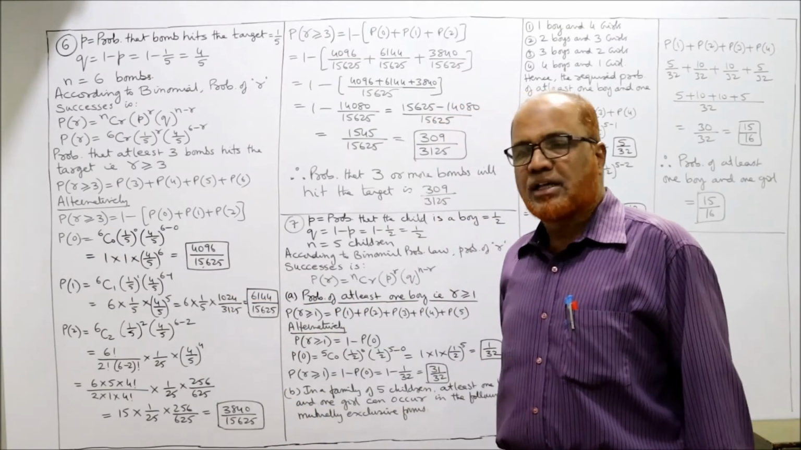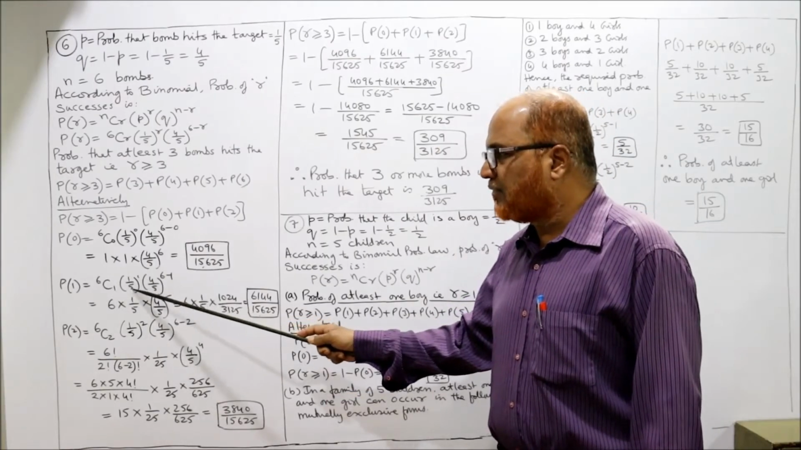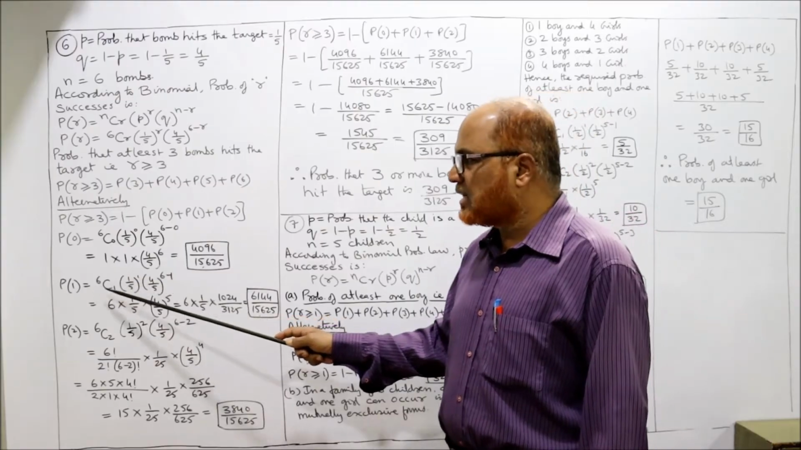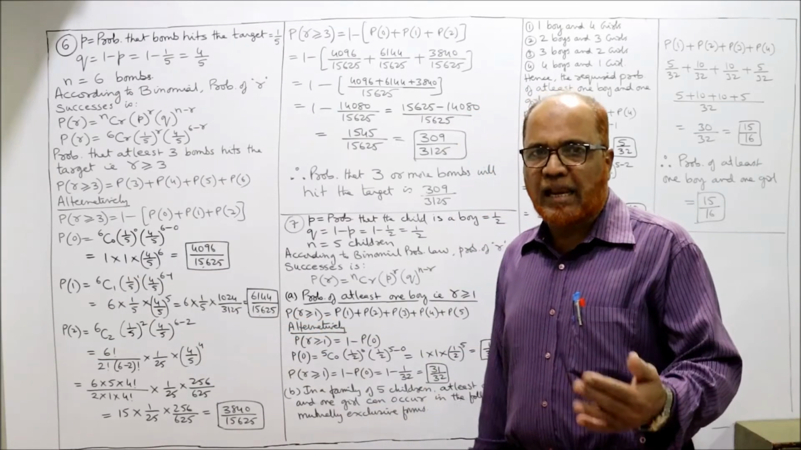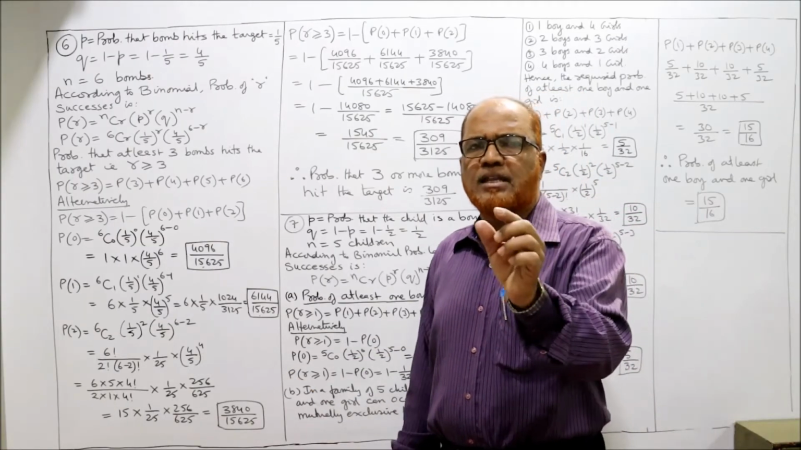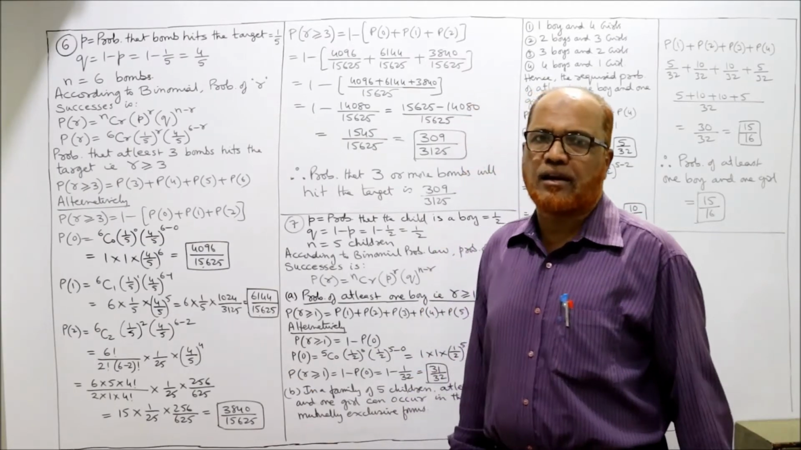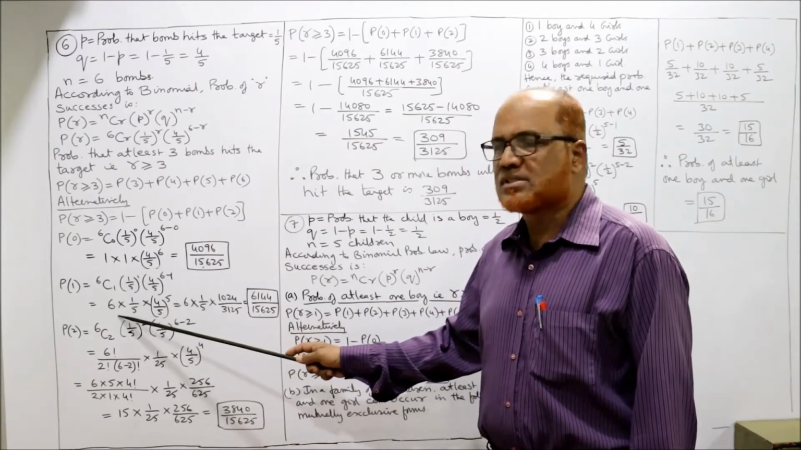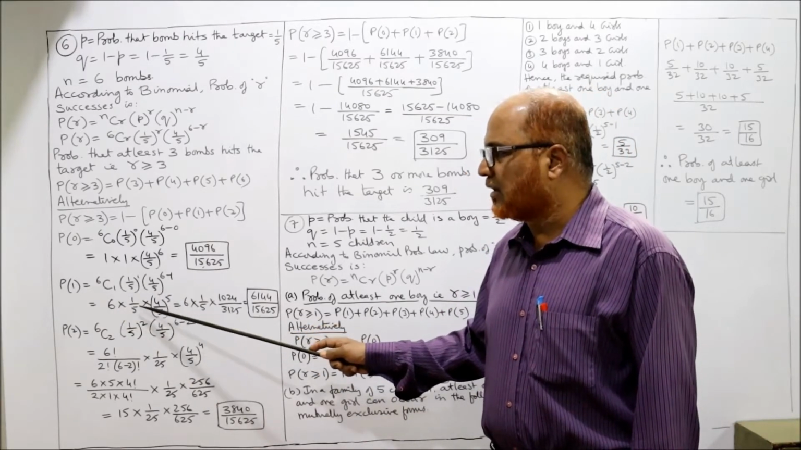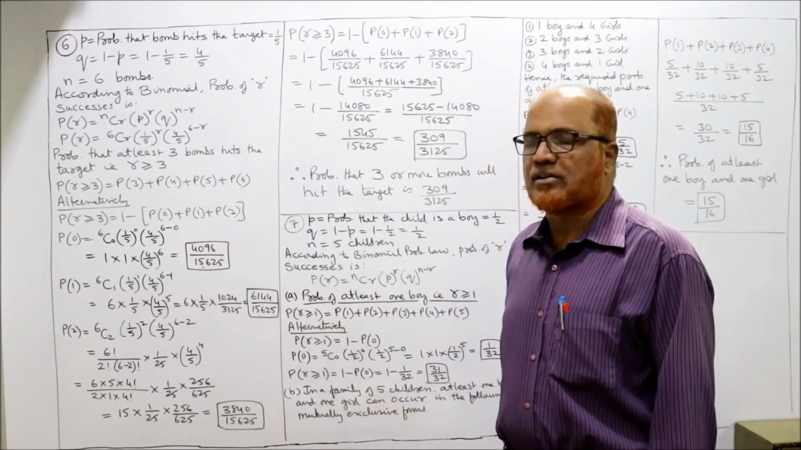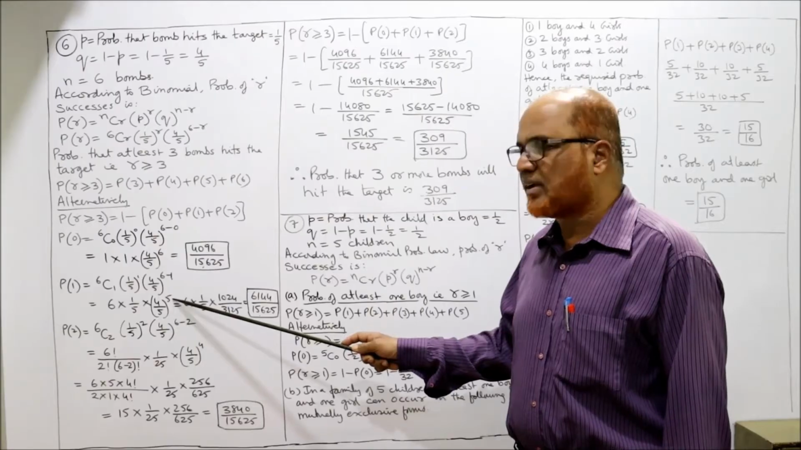Now P of 1: 6C1, 1 by 5 to the power of 1, 4 by 5 to the power of 6 minus 1. 6C1 is 6. Even if you apply the formula nCr, you will get 6. But remember, nC1 is equal to n, so 6C1 is equal to 6. 1 by 5 to the power of 1 is 1 by 5 only, into 4 by 5 to the power of 6 minus 1, which is 5.